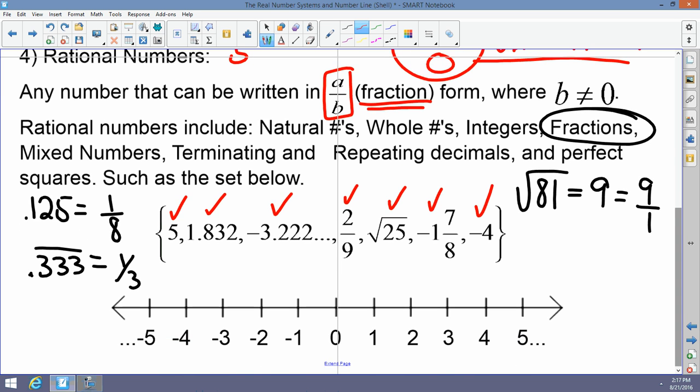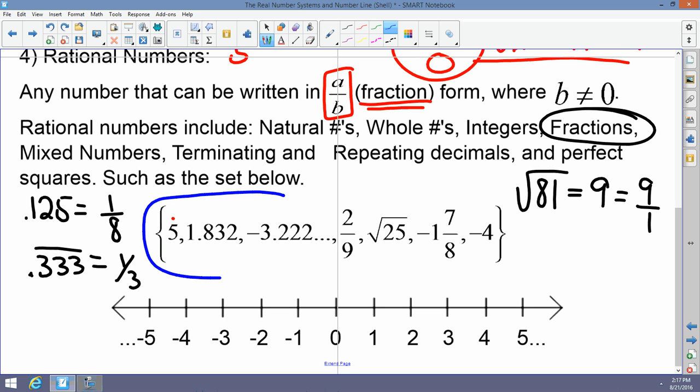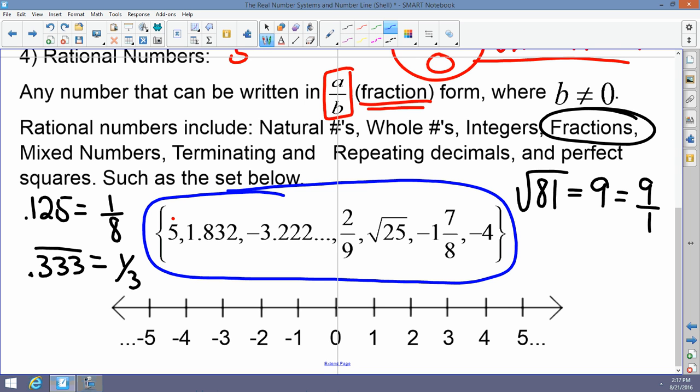Now, how would I graph rational numbers? Well, with rational numbers, you can't just shade everything because that's going to include all numbers, which also include irrationals, which we're going to talk about in a second. So when we're plotting rational numbers, we're just plotting the individual numbers in that particular set. In the set that I have here, which I'm highlighting in blue, I want to go ahead and graph each element of this set.